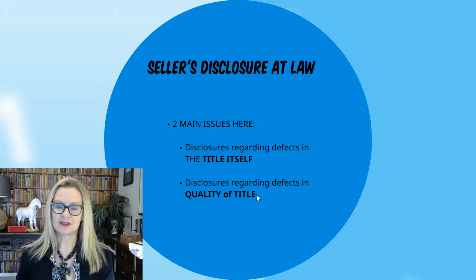In terms of the seller's disclosure at law, the main issues to flag here are disclosures regarding defects in the title itself and disclosures regarding defects in quality of title. They're the main two issues that we'll need to get across there.